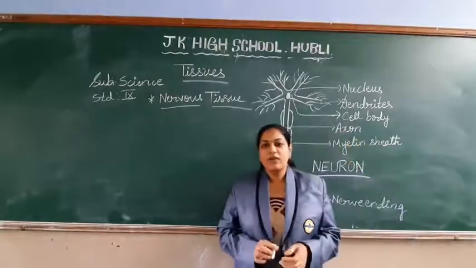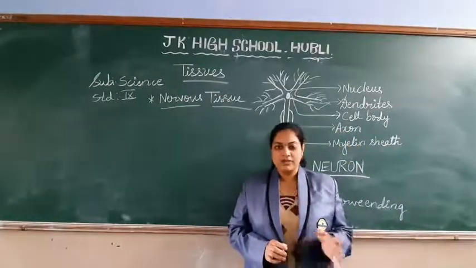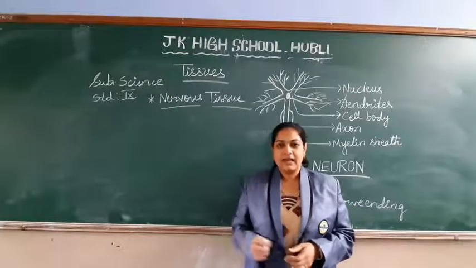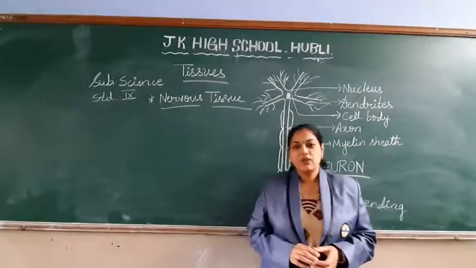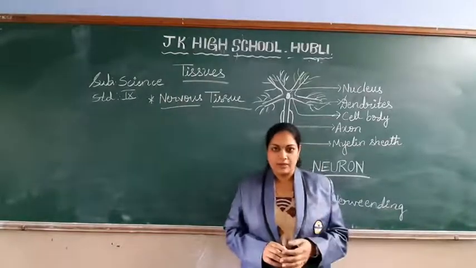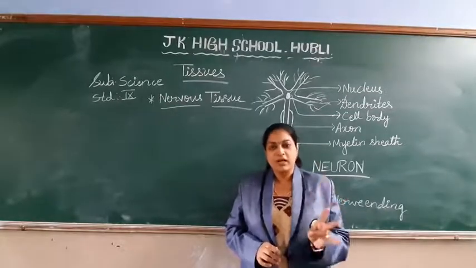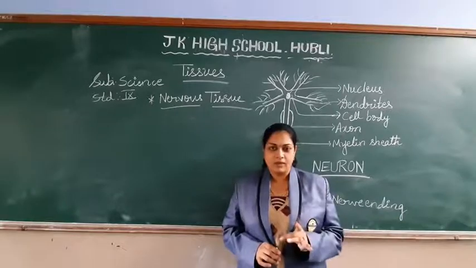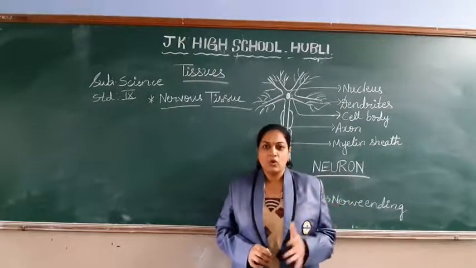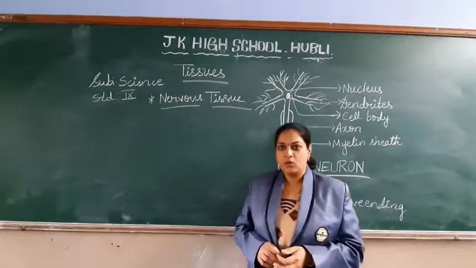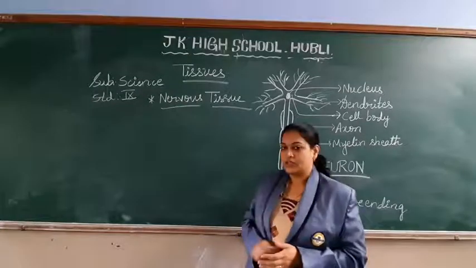In this chapter we have discussed the plant tissues and completed them. So we started with the animal tissues. As we know, animal tissues are of 4 types. 3 types we have completed: epithelial tissue, connective tissue and muscular tissue. Coming to the last and important tissue of the animal body, that is the nervous tissue.